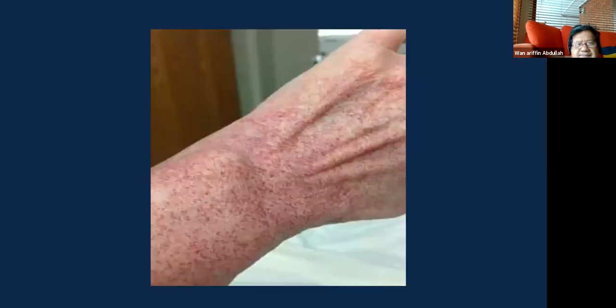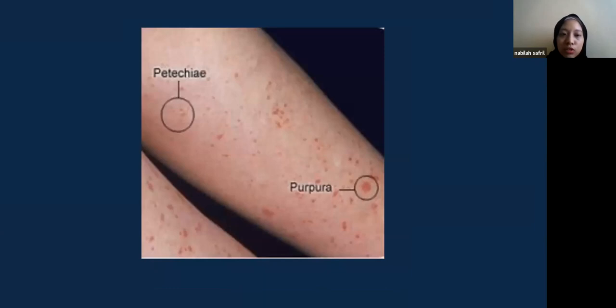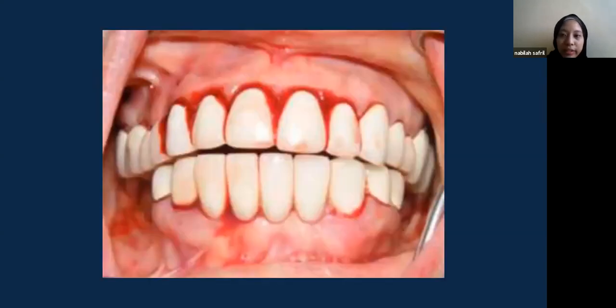So this is the picture of petechiae, which is about the size of a pinhead, red in color, flat, and when we apply pressure on it, it does not blanch, meaning it does not turn white. And then this is a picture to compare between petechiae and purpura. Purpura is bigger in size, about 0.3 to 1 centimeter, and it usually has a blue or purple discoloration, and it also does not blanch when we put pressure on it. This is a picture of gum bleeding.